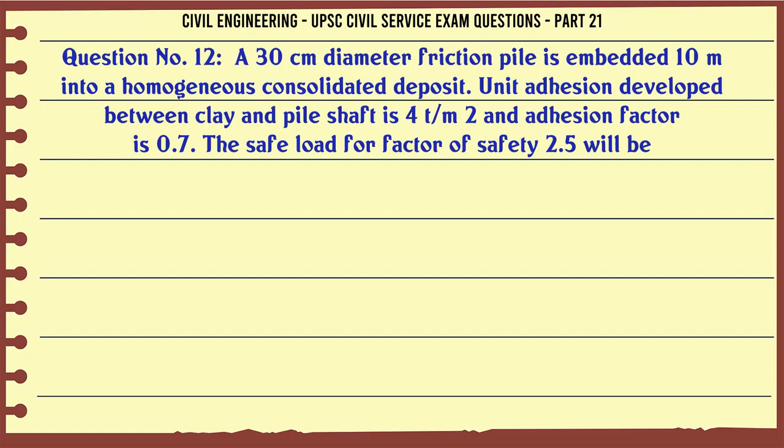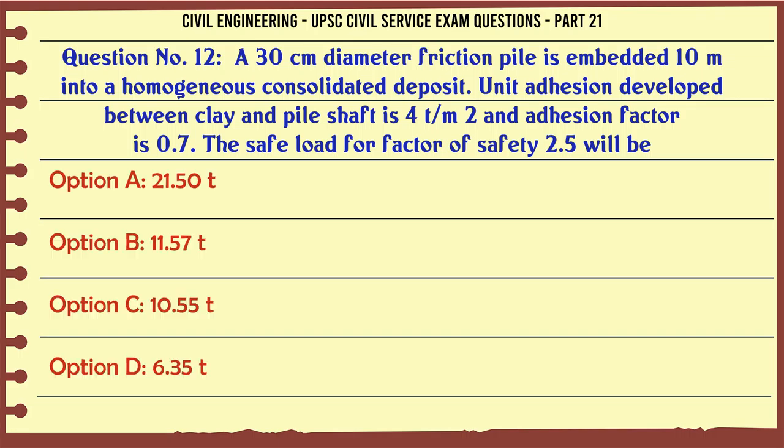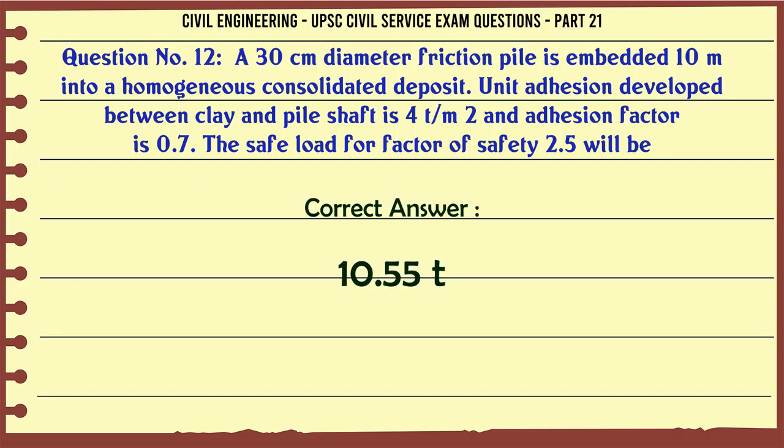A 30 cm diameter friction pile is embedded 10 m into a homogeneous consolidated deposit. Unit adhesion developed between clay and pile shaft is 40 kN/m2 and adhesion factor is 0.7. The safe load for factor of safety 2.5 will be A. 21.50 t, B. 11.57 t, C. 10.55 t, D. 6.35 t. The correct answer is 10.55 t.